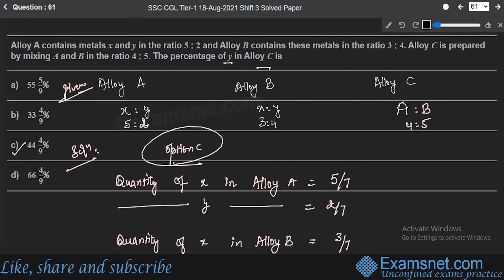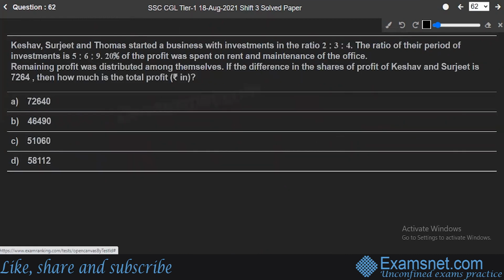Question number 62. Keshav, Surjit, and Thomas started a business with investments in the ratio 2 is to 3 is to 4. The ratio of their period of investments is 5 is to 6 is to 9. 20% of the profit was spent on rent and maintenance of the office. The remaining profit was distributed among themselves. If the difference in the shares of profit of Keshav and Surjit is rupees 7264, then how much is the total profit in rupees?